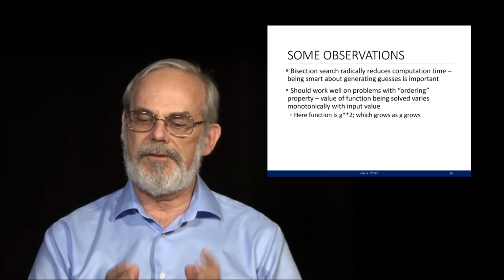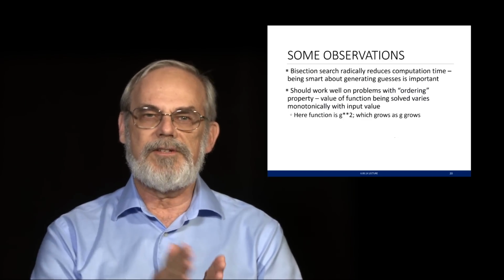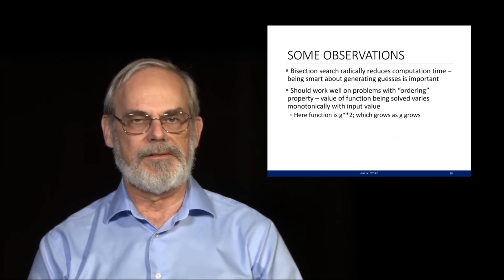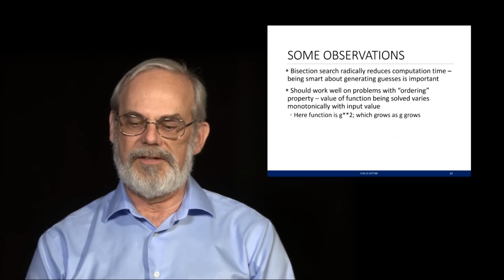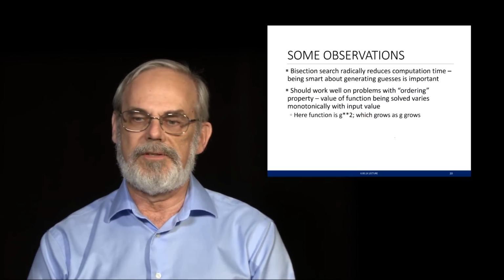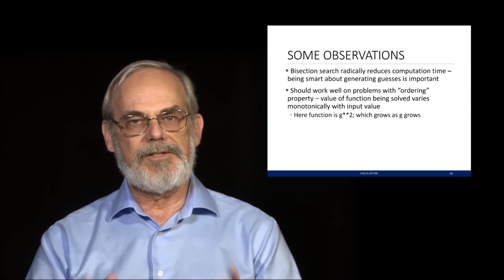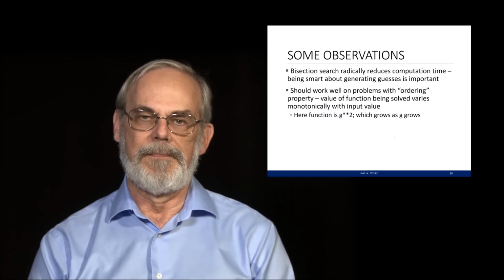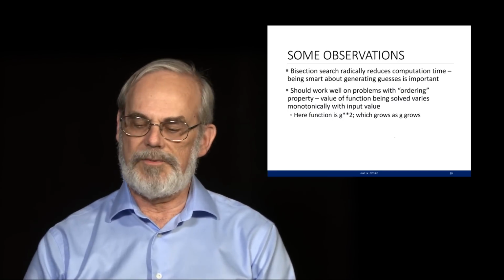And this should work on any problem with what we would call an ordering property. That is, the value of the function being solved varies monotonically. That is, it increases as the input value increases. G squared has that property. As I change g, it grows. G squared grows as g grows. G cubed, same kind of idea. So bisection search will work on any problem that has that kind of property. We're going to see more examples of that as we go through the course.